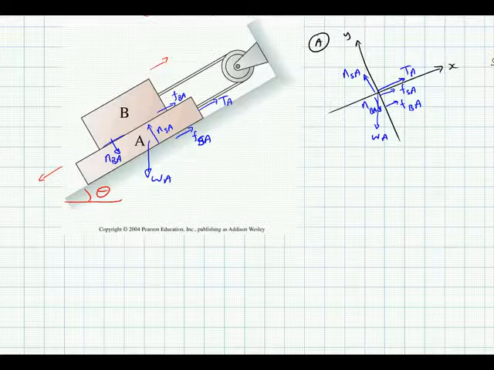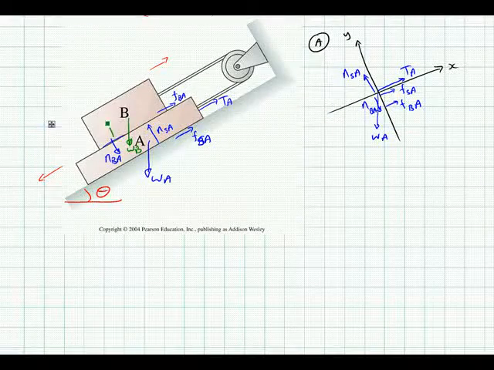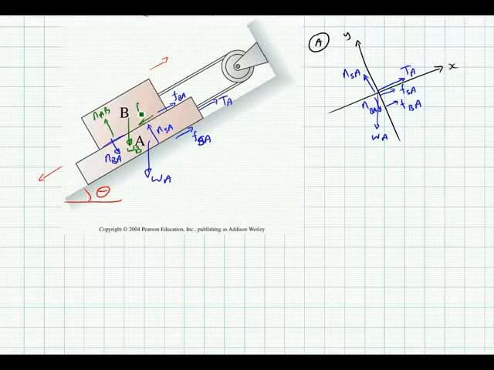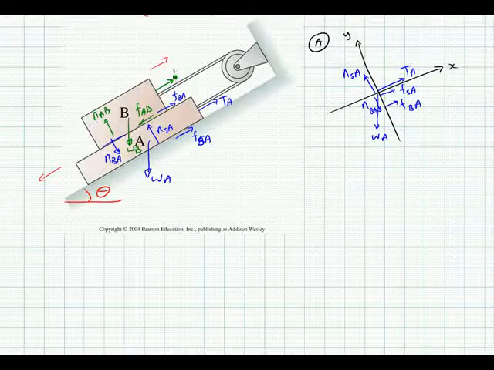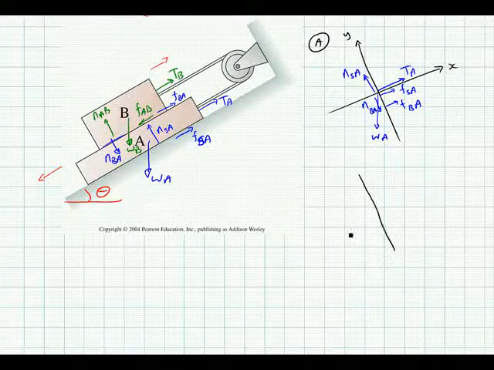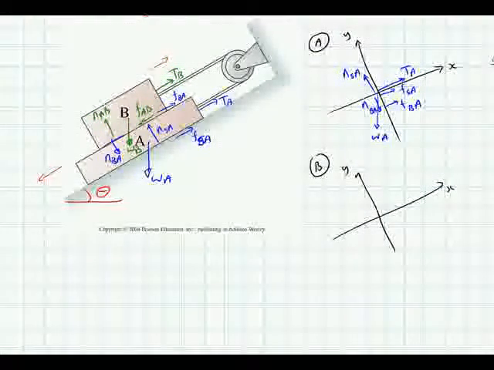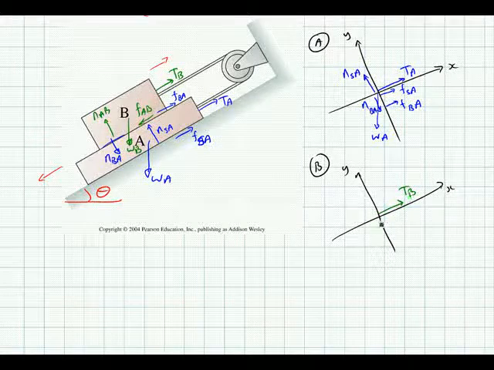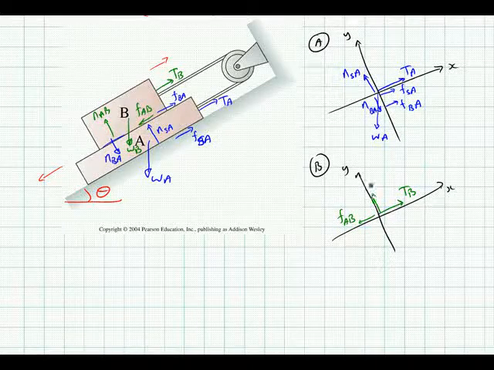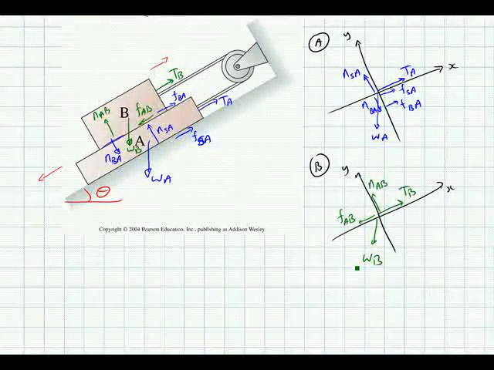Now let me identify the forces on B using green. We of course have its weight. Then there's a normal force of A on B. There's a friction force of A on B. Of course there's tension on B. So the free body diagram for B would look like this. This is tension on B. This is the normal force of A on B, and the friction force of A on B. Of course we have WB.